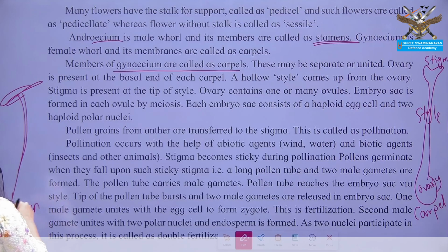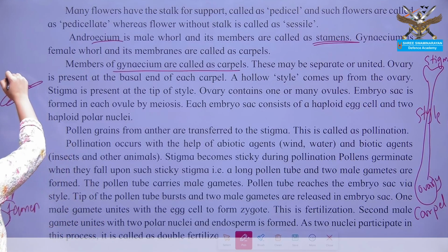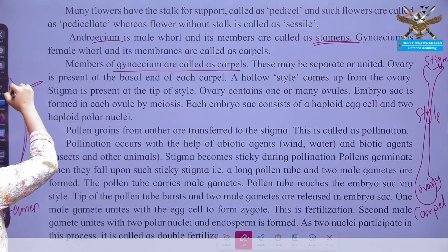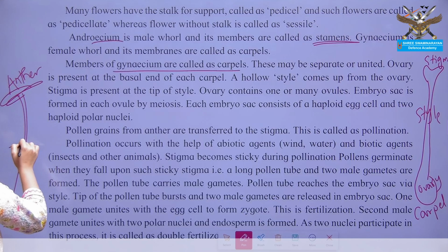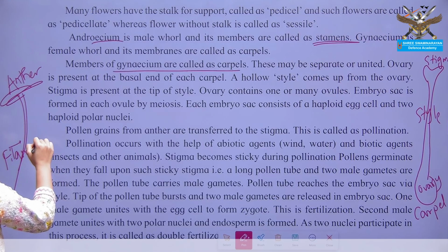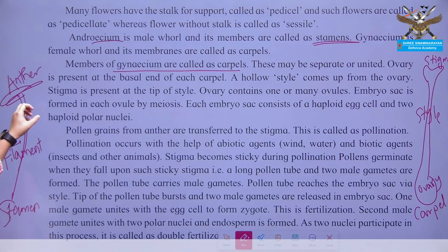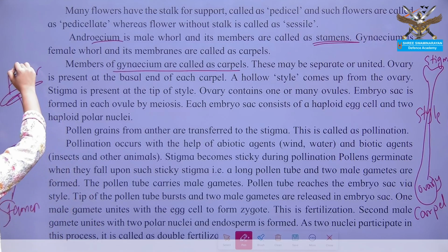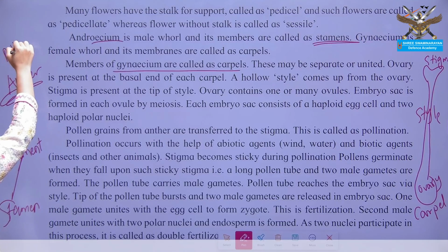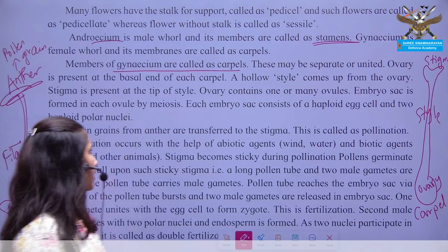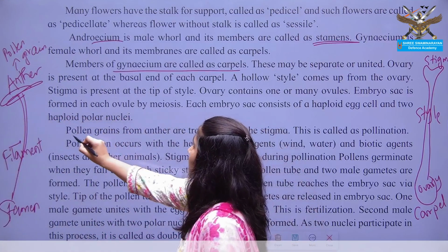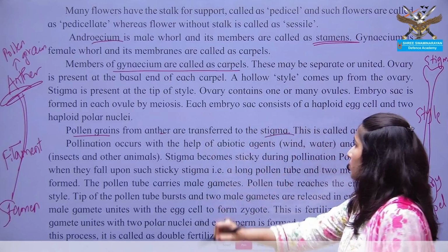What is this single member of androecium, the stamen, having? Anther. It is having anther and filament. Anther bursts open and it releases the pollen grains. So pollen grains are transferred from anther to stigma.